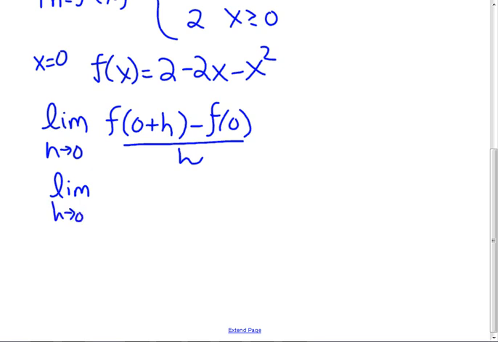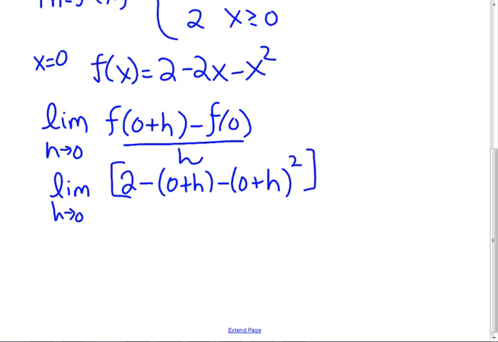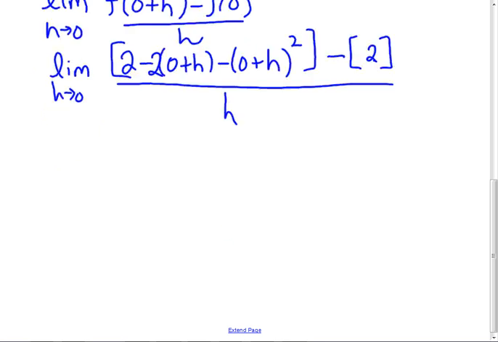Okay, 0 plus h. So I'm going to substitute that right in here. It's 2 minus 0 plus h minus 0 plus h squared, minus f of 0. But what's f of 0? 2. Remember I said these would cancel. Aren't they going to cancel? Yeah, did I make a mistake? On the outside of the parentheses that are 0 plus h, is there supposed to be 2 of that? No, I just put in 0 plus h. Oh, you're right. I missed a 2 here. Thank you. Okay, now I got it right. Otherwise, I'd have it wrong.